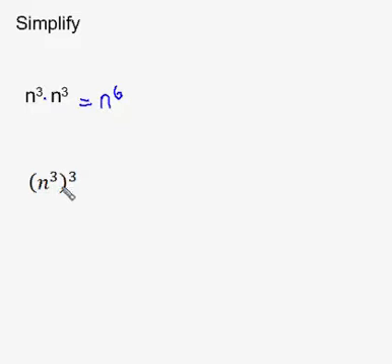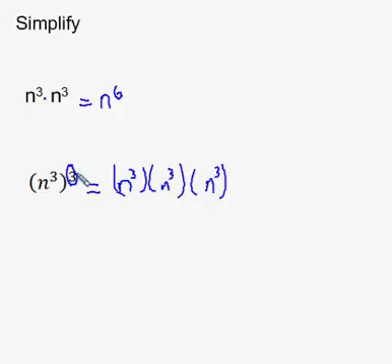Finally, if you had a power of a power, you would multiply the exponents. What this actually means, because an exponent tells you how many copies of the base to make, n cubed cubed actually means 3 copies of n cubed being multiplied together. So you have n cubed times n cubed times n cubed. That's what this exponent of 3 means.